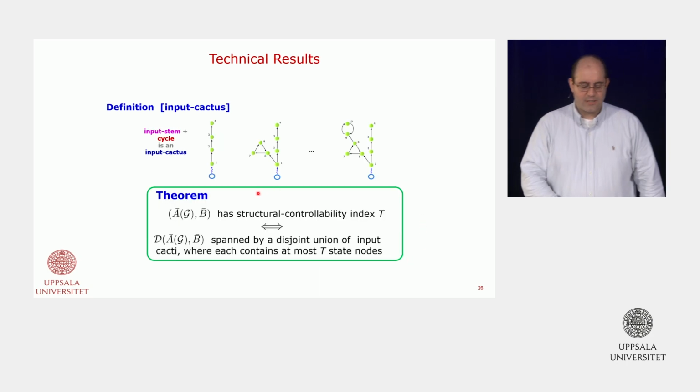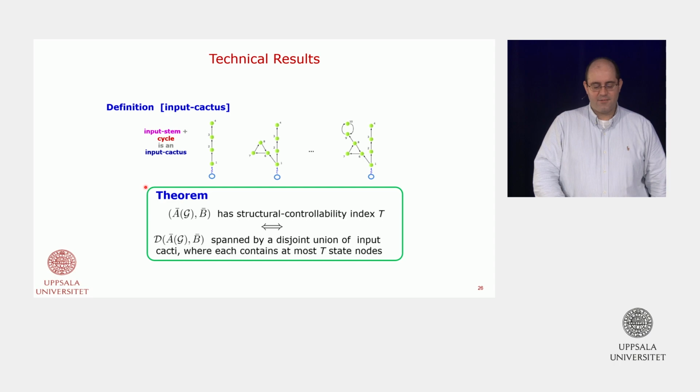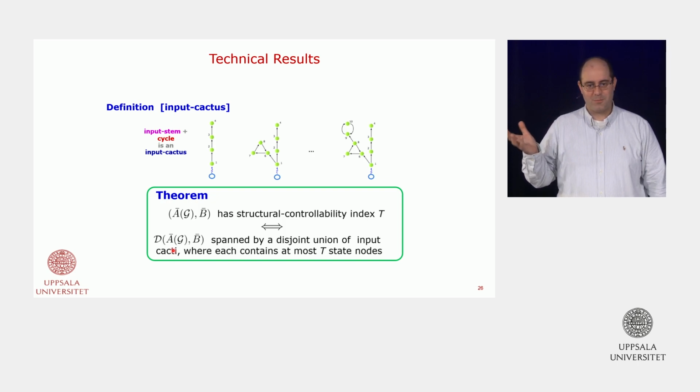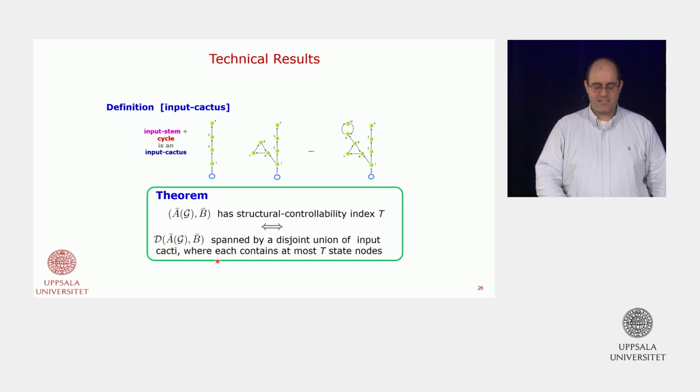Well, the first result that we obtain is that if I want to guarantee controllability within capital T time steps, in other words, structural controllability, because I'm just considering the structure of the matrices, in capital T time steps, then I need to guarantee that the digraph will be spanned by the joint union of input cacti, similarly to what we did with the structural controllability, yet each of these can contain only at most T state nodes.